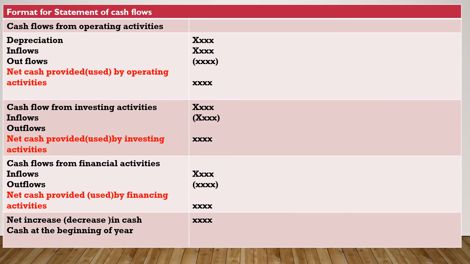Here we have a format for the statement of cash flow, and we have the inflow and the outflow. The outflow has to be in brackets, the amount that represents outflow. And then you get the net of the operating activities. The next thing will be investing activities. You have the inflow and the outflow, and you get the net investing activities. For financing activities, you get the inflow and the outflow, and you get the net cash provided by financing activities. And then you can check, did your cash increase or decrease?